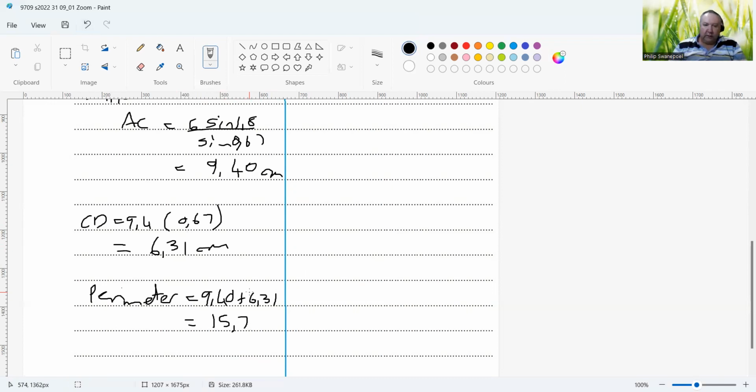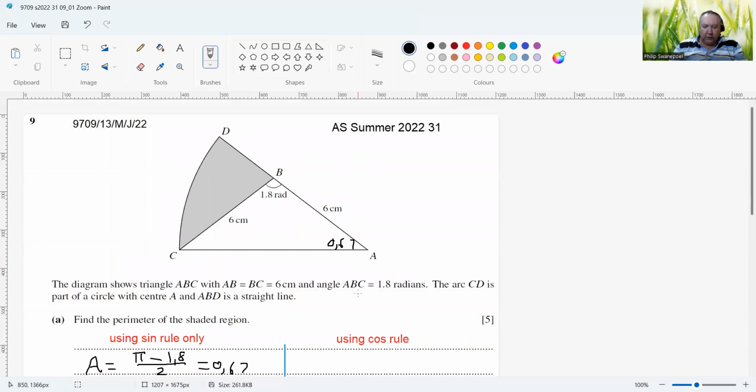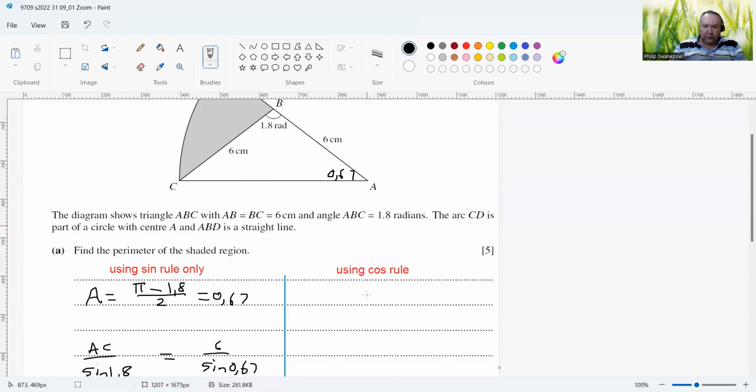Okay, now we can continue using the cos rule just to show that we get to the same answer. Why I try to avoid the cos rule is it's a bit more complicated in the sense that you have to take square roots and stuff. So it's a bit more calculation intensive. So I save a bit of time getting A first. But let's do it properly.